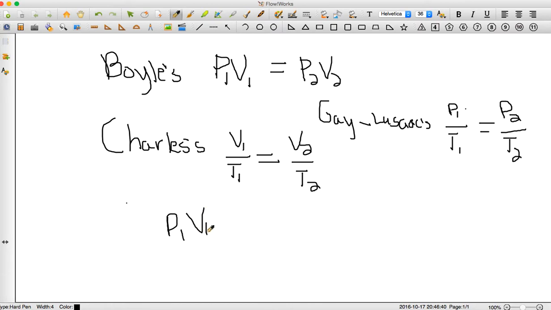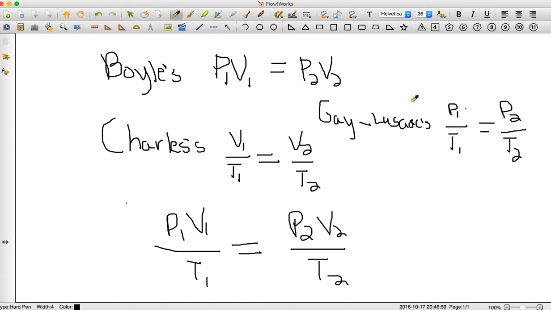All right, so what we get in the combined gas law is P1 V1 over T1 equals P2 V2 over T2. So basically what we've done is we've just put all three together, and that's why it's called the combined gas law. P1 over T1 is the relationship for Gay-Lussac's, and V1 over T1 is Charles's. Notice these two are multiplied here, you just put them together, so we just combine it.